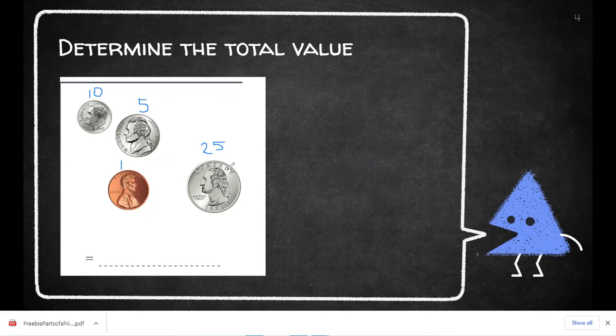So when we add it together, 25, then we add 10, that makes 35. 35 plus 5 is 40, plus 1 is 41. But when we're counting money, what do we have? 41 what? Right, 41 cents. Great job, friends.